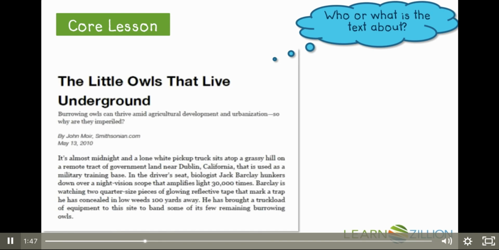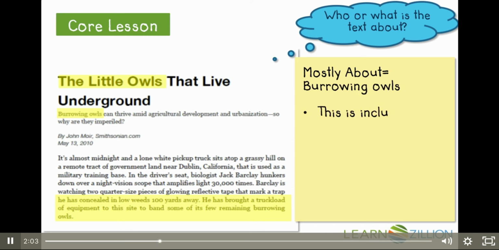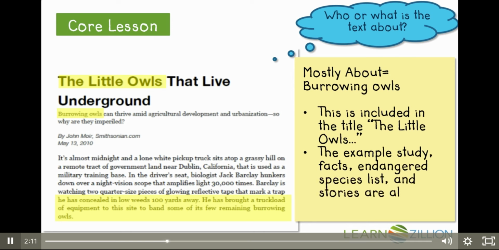So first we need to ask who or what the text is about. Let's look at the first page, and I'm just going to do some quick highlights. I see the little owls in the title, burrowing owls in the blurb, and I see this short story about Jack Barclay, and he's also talking about the owls, so let's make some notes. It seems to be mostly about burrowing owls, right? I see this is included in the title, and I see the example study and the facts throughout. It talks about endangered species lists, and all of these stories about different communities, and they're all about burrowing owls. So looking at my first page and looking throughout the text, I can say my topic, that first step, is that the text is mostly about burrowing owls.